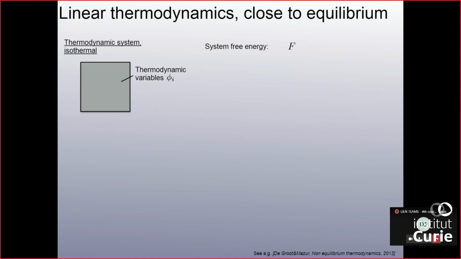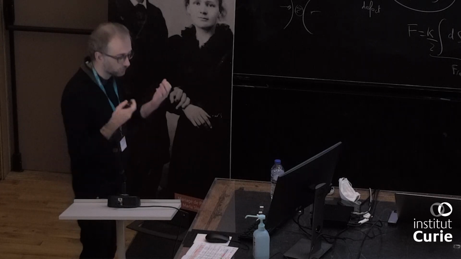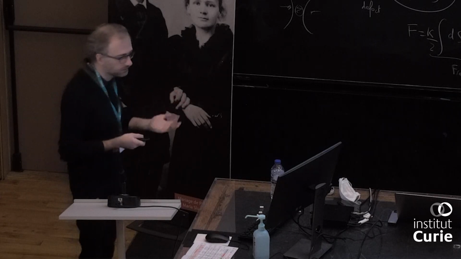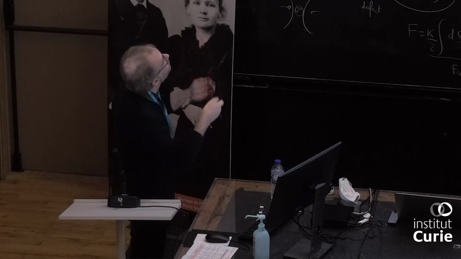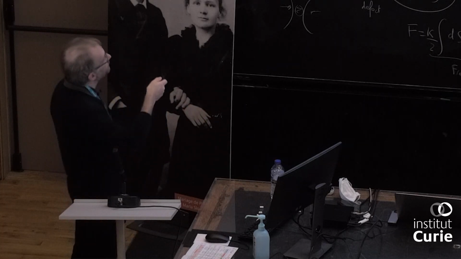So let me start with something quite general, which is the framework of linear thermodynamics close to equilibrium. So we know that we have thermodynamics, we can describe an equilibrium system, okay? But there is also a framework to describe what happens for a system which is not too far from equilibrium, and to obtain equations that are going to tell us how it behaves. Okay, that's the framework of linear irreversible thermodynamics.